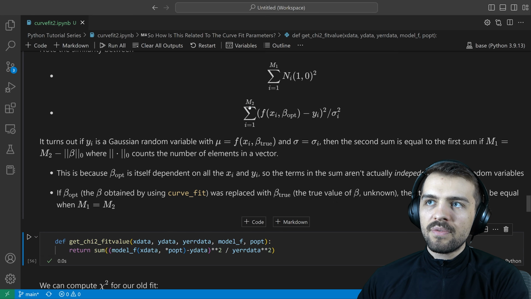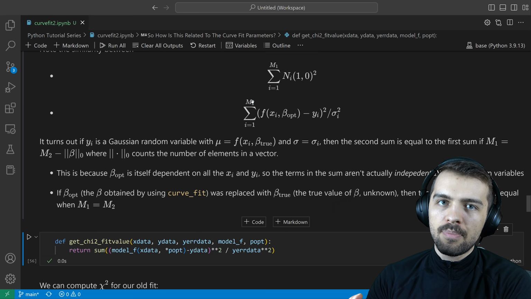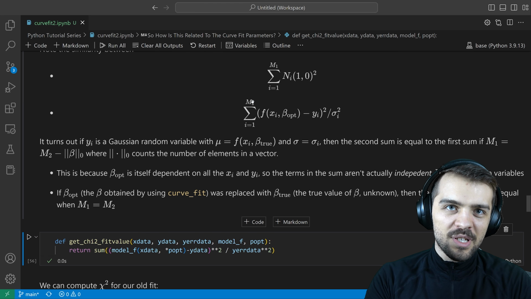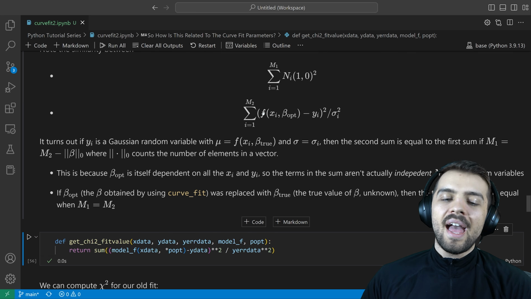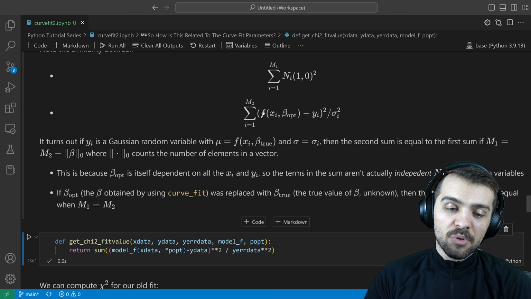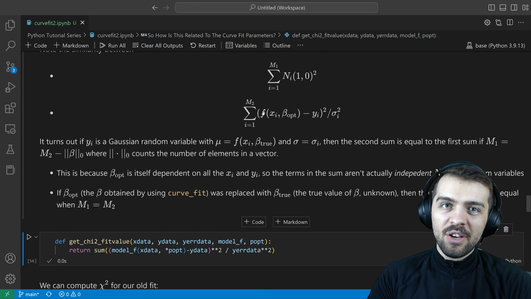So it's equal to the number of data points minus the number of free parameters. That's where you hear about the degrees of freedom being number of data points minus free parameters. That's where this comes from. And the mathematical theorem you need to prove to show that is very complicated.